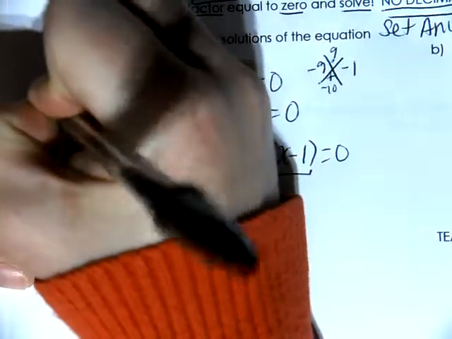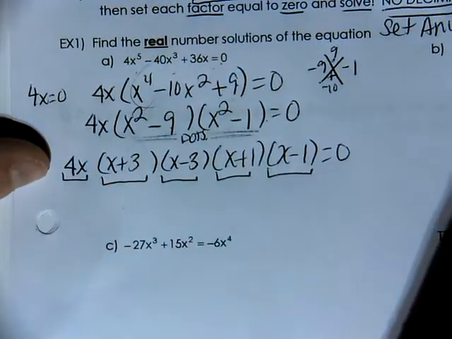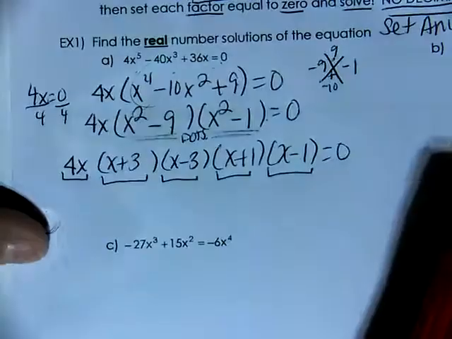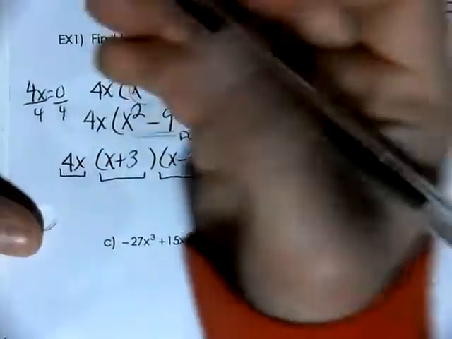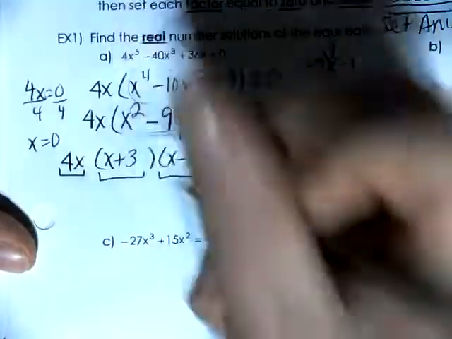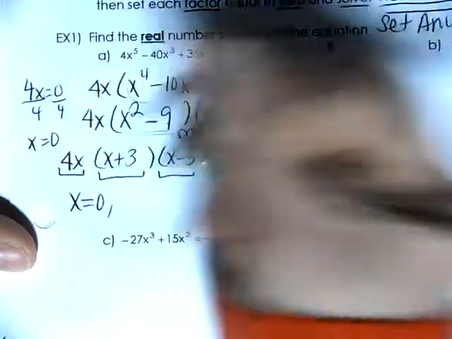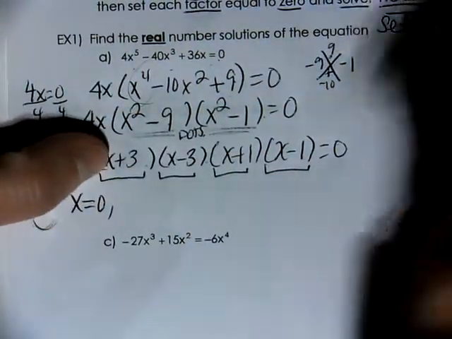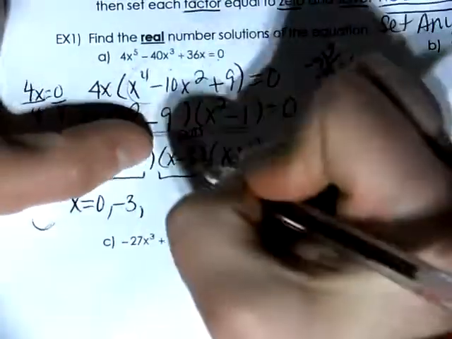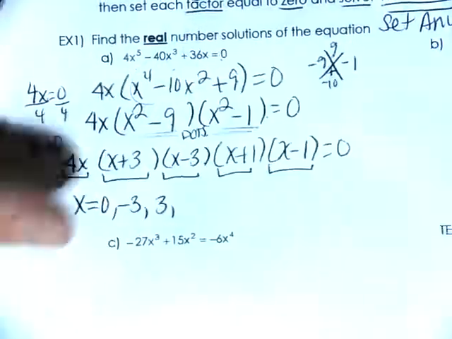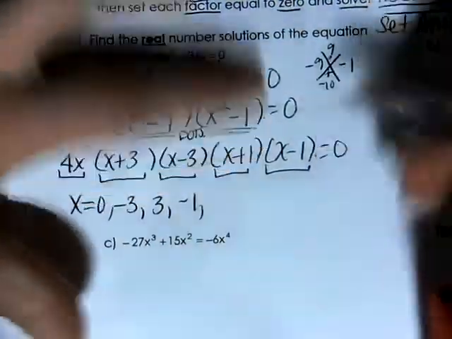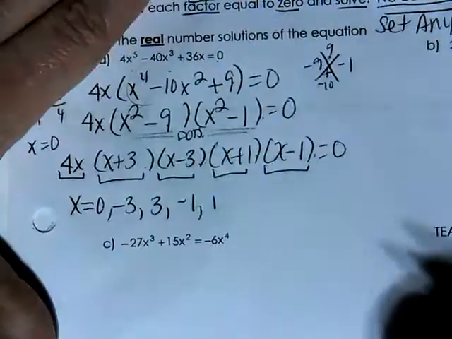If it helps for you guys to see that this first one is going to produce a 0 by setting it equal to 0, I don't mind showing you that. So we set 4x equal to 0, divide both sides by 4, and we find that x equals 0. And then it's the opposite of what we see on the inside. So the opposite of a plus 3 is a negative 3. The opposite of a minus 3 is a positive 3. The opposite of a plus 1 is a negative 1. And the opposite of a minus 1 is a positive 1.